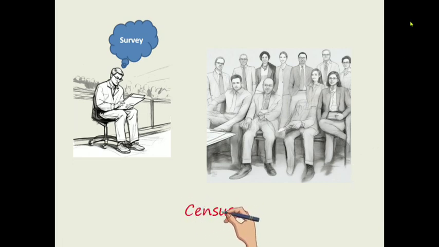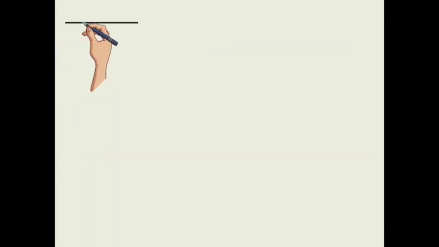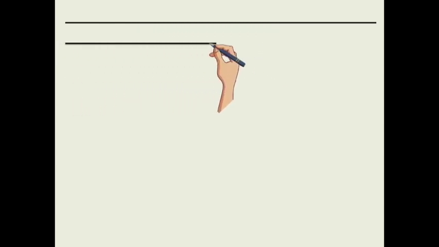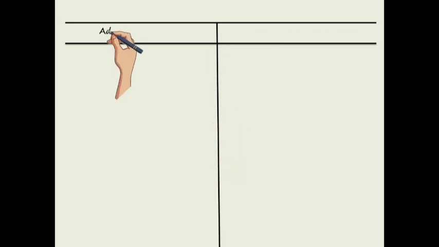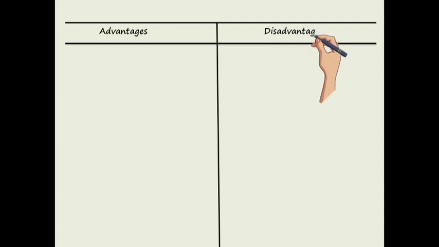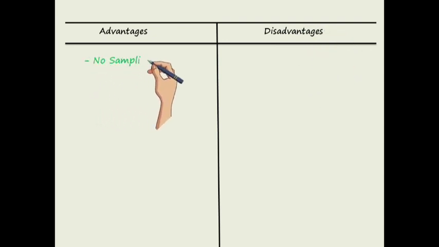Each method of studying a population comes with its merits and demerits. Let's look at the merits and demerits of census method. One advantage of the census method is that there is no sampling error. Conducting a census ensures that every member of the population is included in the study, thereby eliminating the possibility of sampling error. This means that the data collected accurately represents the entire population without any risk of bias from sampling.